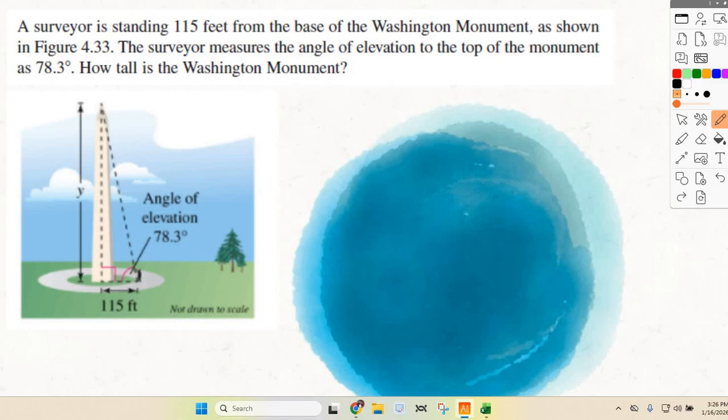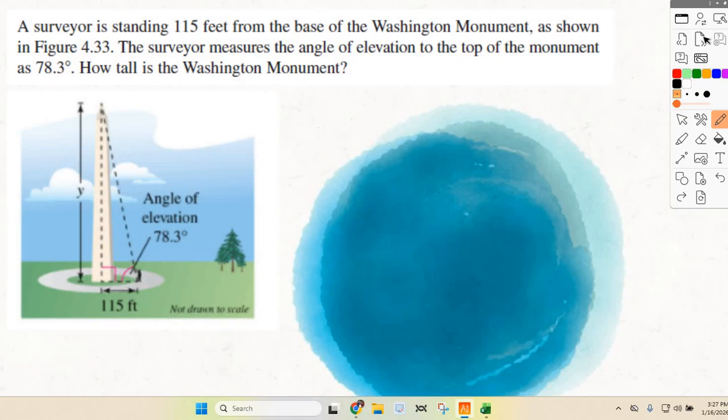Okay. So this one says a surveyor is standing 115 feet from the base of the Washington Monument. Have any of us ever been to the Washington Monument in DC? It's pretty cool. It's a lot bigger than it looks once you're standing right underneath it. It is also in the second Spider-Man, right? That's what he saves the people from as they're going down the elevator. Yeah, that thing. So there you go.